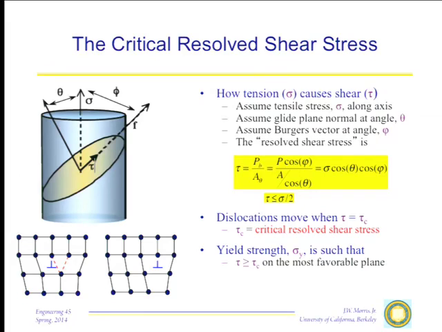Here, for example, this is an edge dislocation in a simple cubic crystal operating on a 100 plane. And in order for it to move, I have to put a critical shear stress on that plane, which is sufficient to cause these bonds to break and reestablish themselves. If I do that, the dislocation moves. That's the critical resolved shear stress.